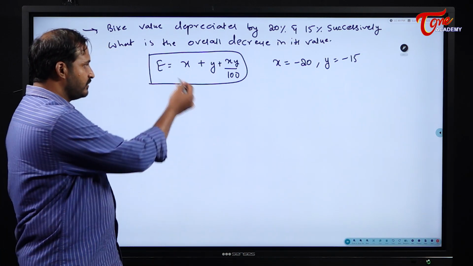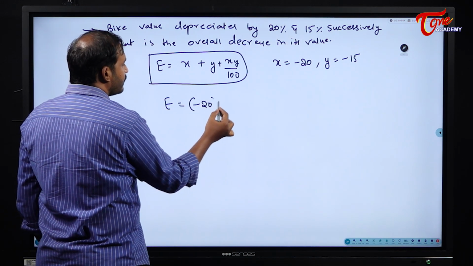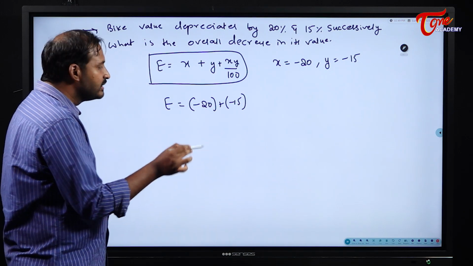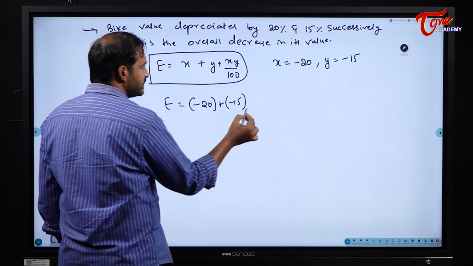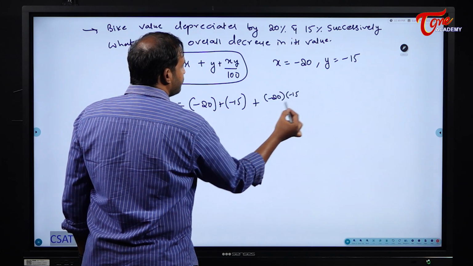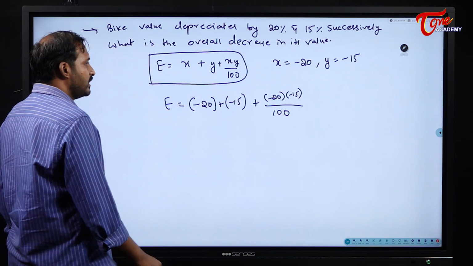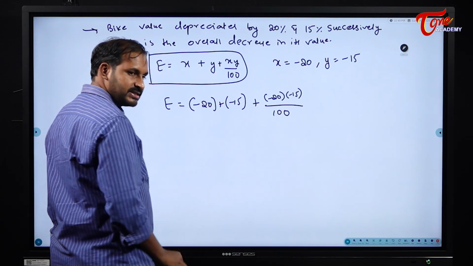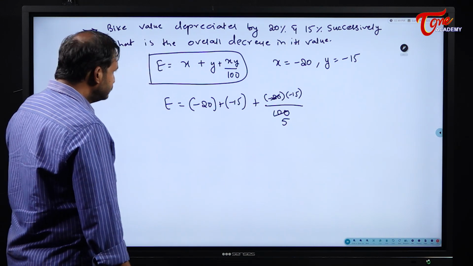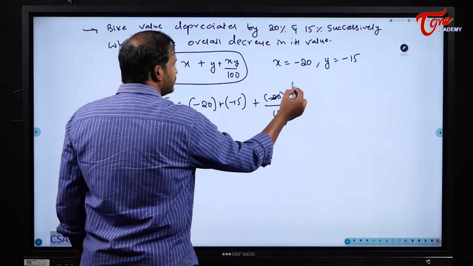So now I will substitute in this formula. The value becomes minus 20 plus minus 15. See students, you can actually write minus 20 minus 15, but for your understanding, I am writing it like this. Plus minus 20 into minus 15 by 100. Now anyway, minus into minus is plus, so this will become a complete place value. 21s to 25s, next 5 1s, 5 3s.